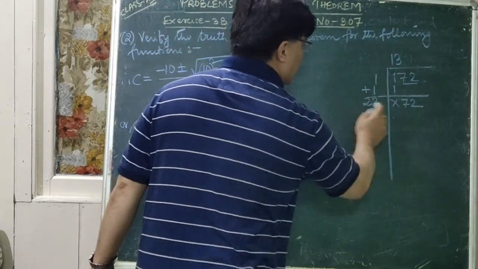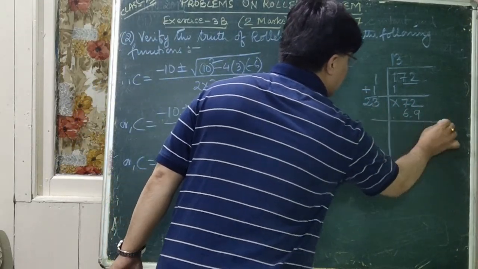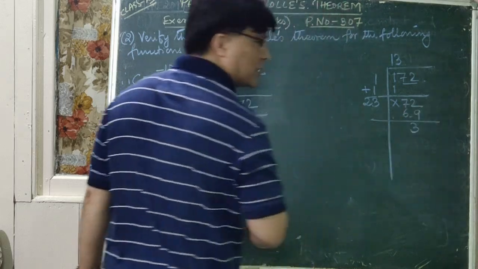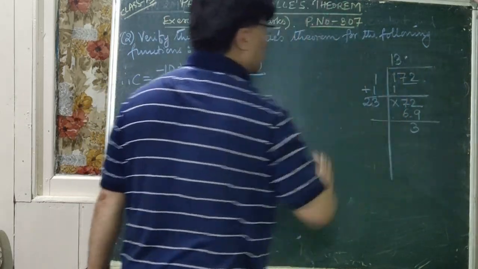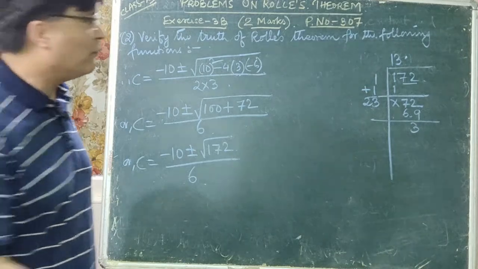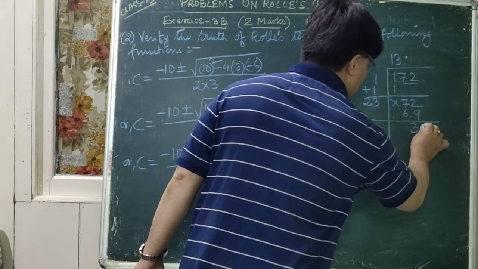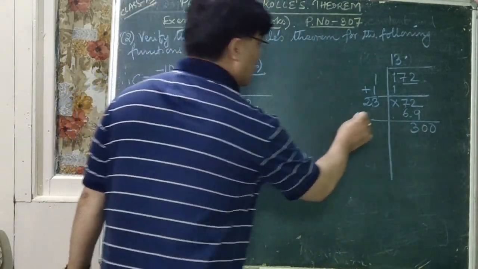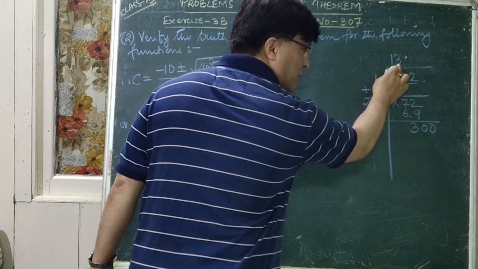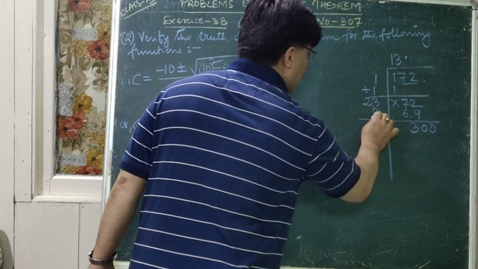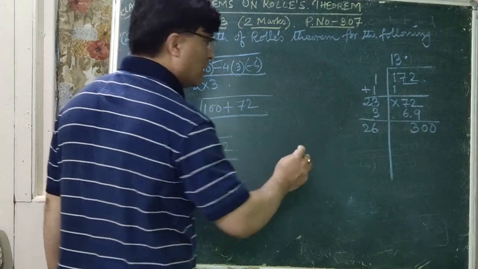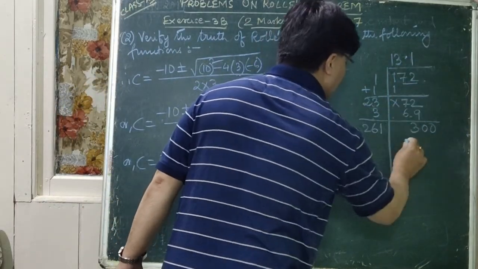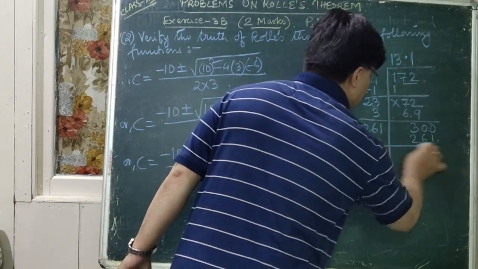So 3 3s are 9. 3 2s are 6. This is 3. Now you can put a decimal point here. If you write a decimal point here, you have to write 2 zeros out here. So here you can add this 3, which is written out here. So you add 3 here. This is 26. Now 1 1 1. So this is your 261, right?